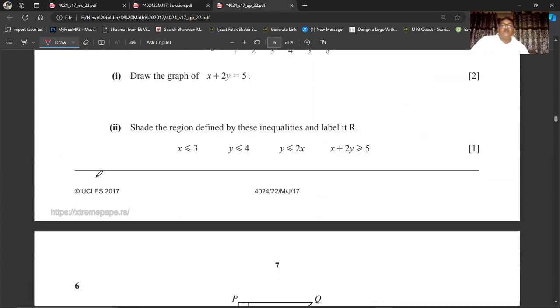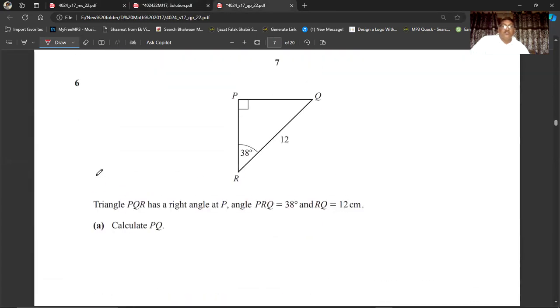Okay, so we are going to the next question. The next question is question number 6. The triangle PQR has a right angle at P. Angle PRQ is 38 and the PR and the RQ side is 12 centimeters. They want me to find out the P and Q. Very simple. If this is the angle I'm going to use, then this will be my perpendicular.